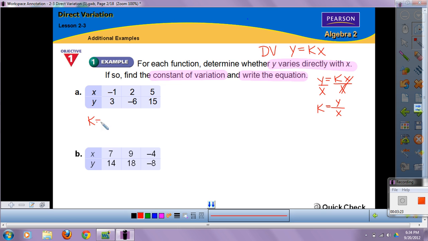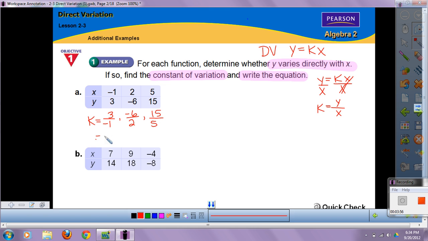So I'm going to find k. I'm going to take my y, 3, and divide it by x, negative 1. And then I'm going to do the same thing with this one: y, negative 6, divided by x, 2. And again with this pair of points: y, 15, divided by x, 5. Again, to know if y varies directly with x, the k has to be constant for all ordered pairs. So we have to find the k for all our ordered pairs to tell if it is indeed a direct variation. So let's simplify these.